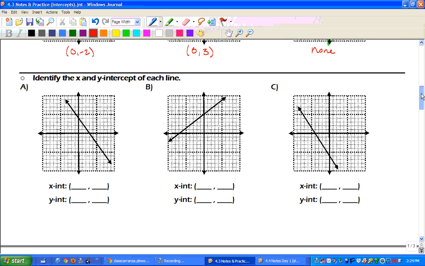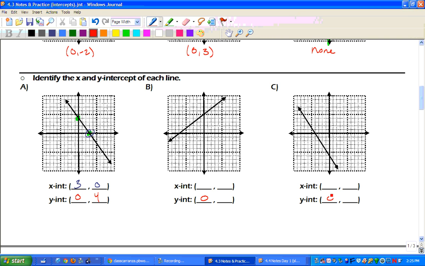All right, next part. Identify the x and y intercepts of each line. So we're looking to see where it crosses, and then we're just writing those points down. We know that the x-intercept is always a number and then 0, and then y is 0 and the number. Okay, so the x-intercept, which is right here, would be at 3, 0. The y-intercept is 0, 4.